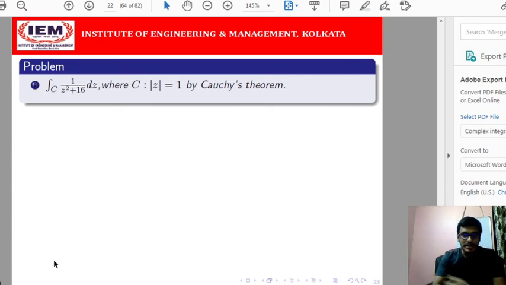The radius is 1, so you need to identify whether the points where the function is not analytic are within that given path or not. If they are not inside that given curve, that means inside the given curve the function will be analytic. If it is analytic inside the given curve, then as per Cauchy's theorem, I can say that the value of the integral will be 0.